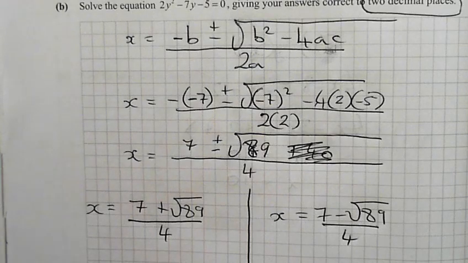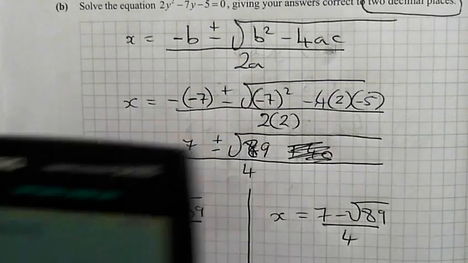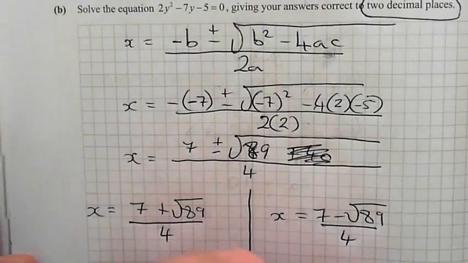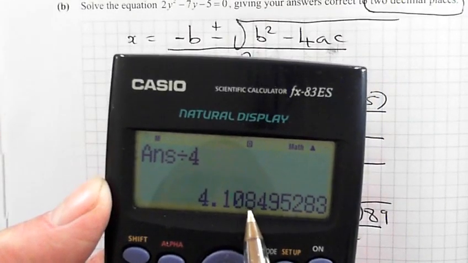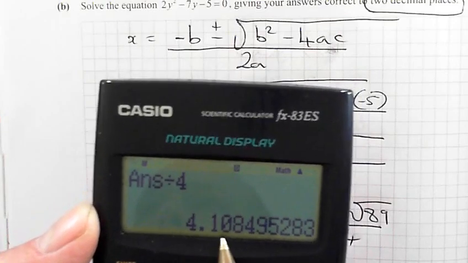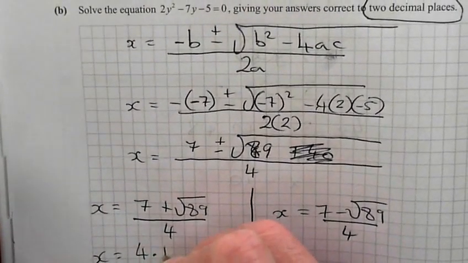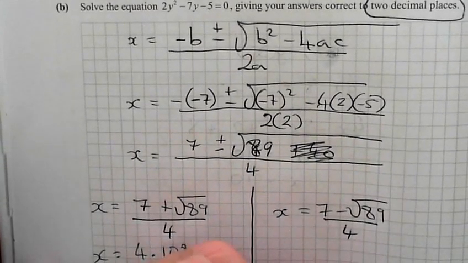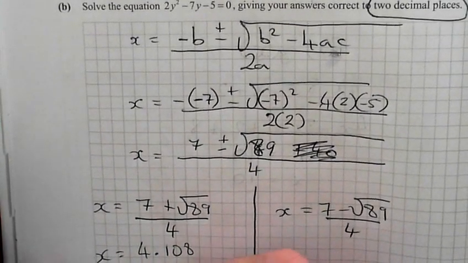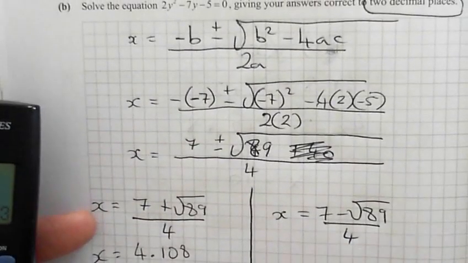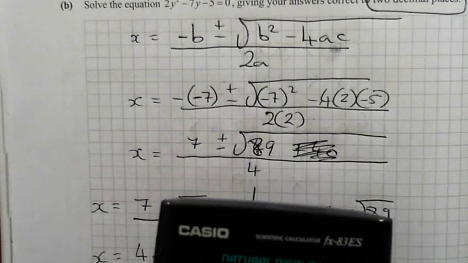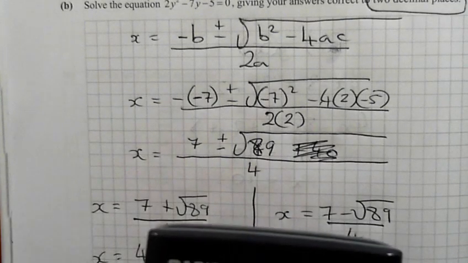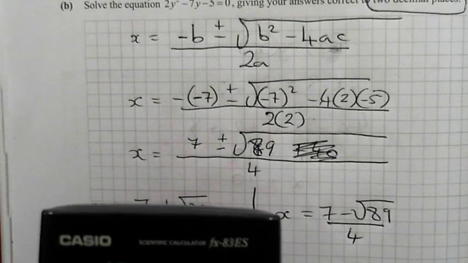Minus 0.71. Alright. 4.1084. Correct to 2 decimal places, so 4.108, and the 8 will change the 0 to a 1, so 4.11. I'll write it all out. And over here we have 7 minus the square root of 89, divided by 4.